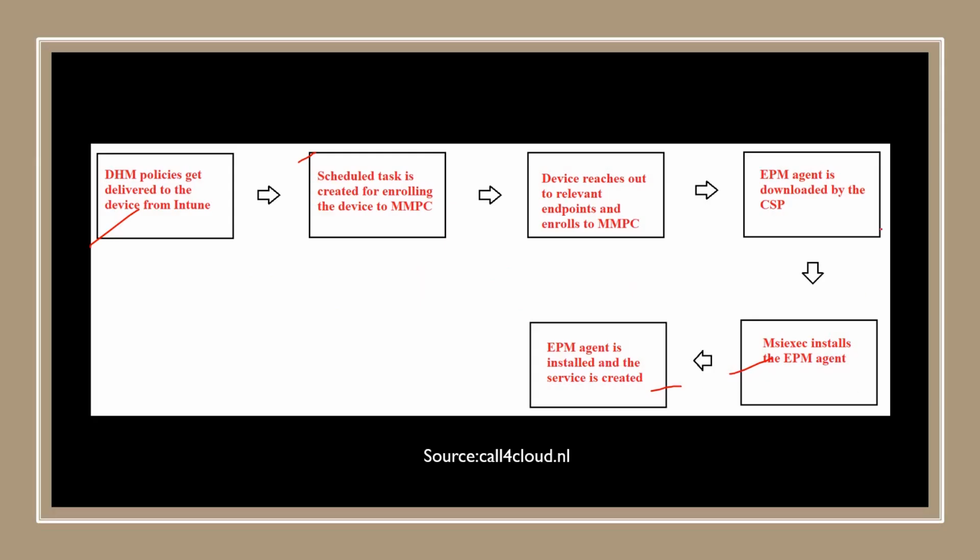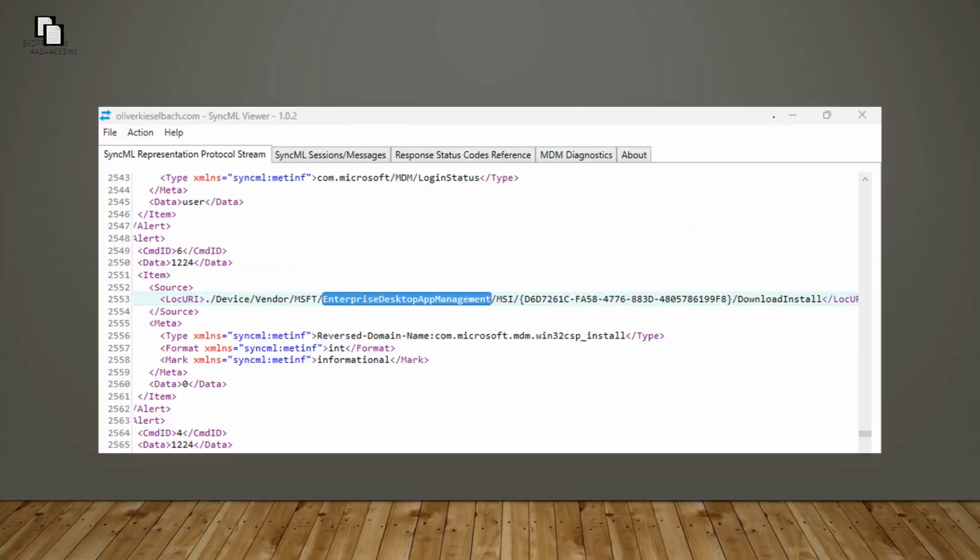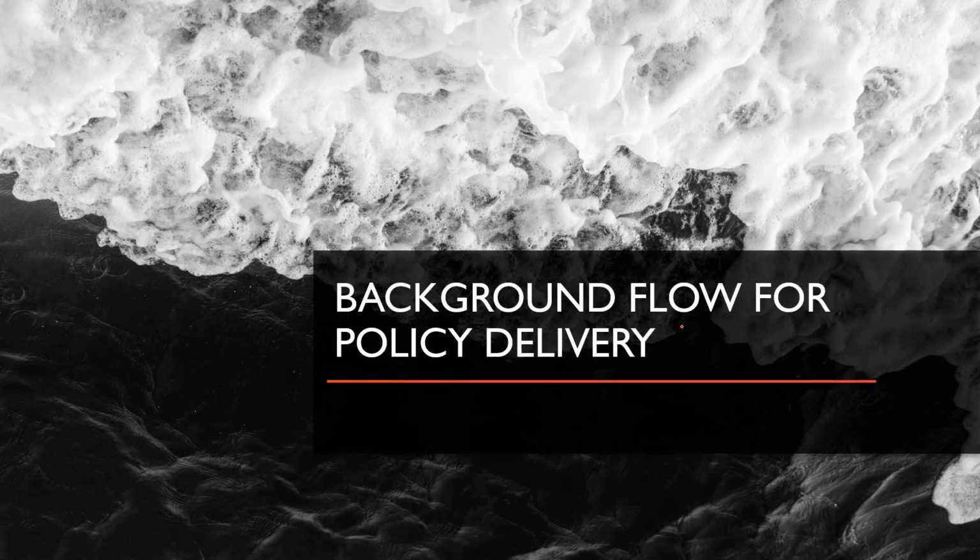In one of the steps, I said that the EPM agent is downloaded by the CSP, right? So how do we substantiate this? We are going to check all these steps one by one in the demo, and we are going to take a look over the screenshots as well. So how can we see whether the EPM agent is getting downloaded or not, and whether the device is receiving those policies or not? Well, if we take a look over the sync trace over here, we can see the requests that are happening, the sync that is happening, and the device is using the enterprise desktop app management CSP, and it is trying to download the EPM agent.